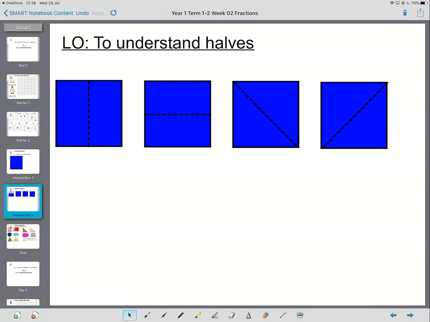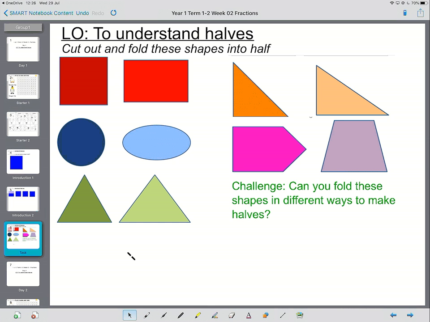Okay, so here are the shapes you could have a go with. Now, if you haven't got these shapes, you could always choose some different ones. It doesn't matter too much. But have a go at a square, a rectangle, and grown-ups, to get all 4 quarters for this, you will need to cut out so they can lay them and turn them. A circle, an oval, an equilateral triangle, and an isosceles triangle.